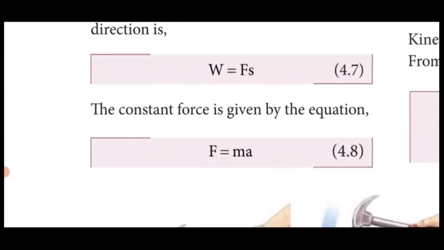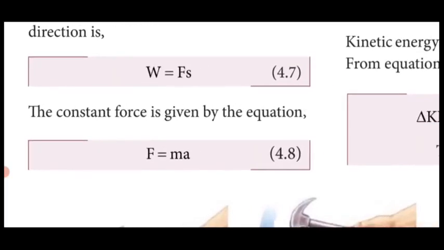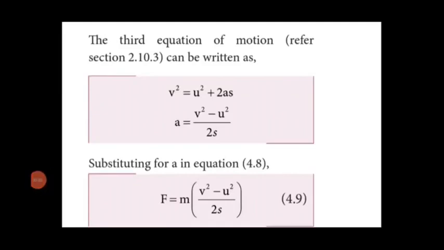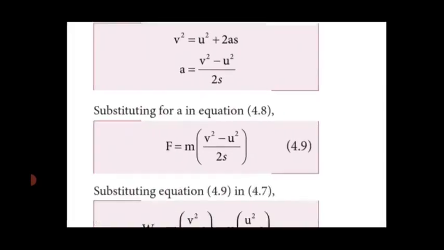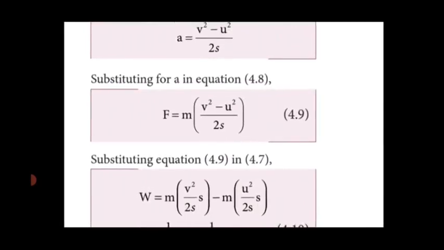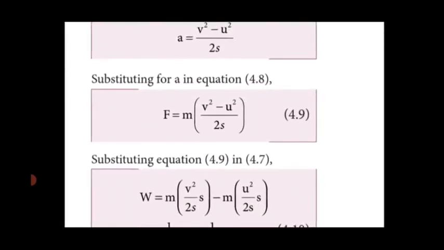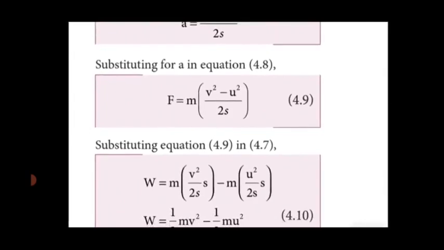And the constant force is given by the equation F is equal to ma. Then the third equation of motion, which you already know from your earlier studies and also read in the second lesson: v square is equal to u square plus 2as. From this equation we can find the acceleration, a is equal to v square minus u square by 2s. We substitute this in the second equation F is equal to ma, so in place of a we put v square minus u square by 2s.